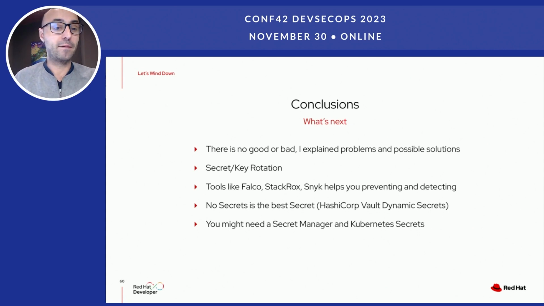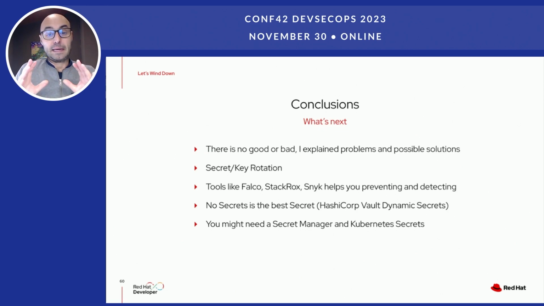What's really important as well? Do secret key rotation. One of the key points to keep things safe is rotating the secrets, rotating the keys. Tools like Falco, Tracee and Snyk help you a lot in preventing and detecting these threats. Remember, no secret is the best secret. I said that before and you've seen it, right? If you do not have any secret, then no worries about managing them.